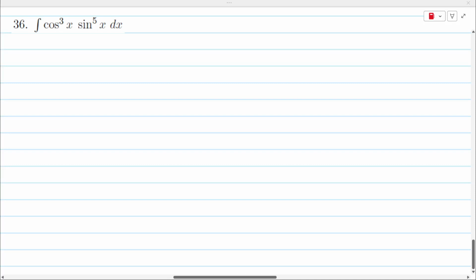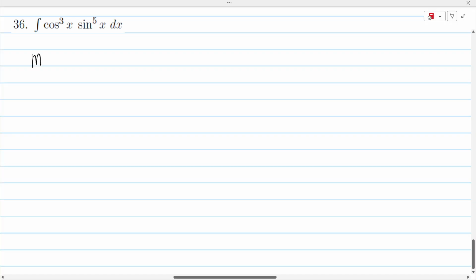Problem 36 says evaluate the integral of cos 3x sine 5x dx. So here I'm going to apply u-substitution, and what I've learned is that there are two methods to do this. So I will do this question using both methods so that I'm able to be efficient in both. So I will start with method one.